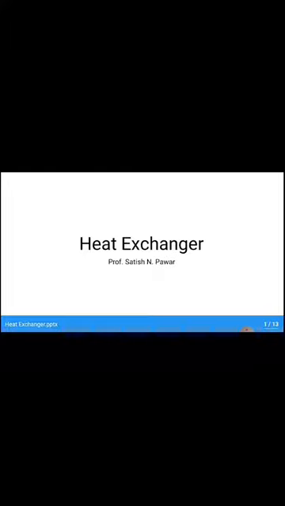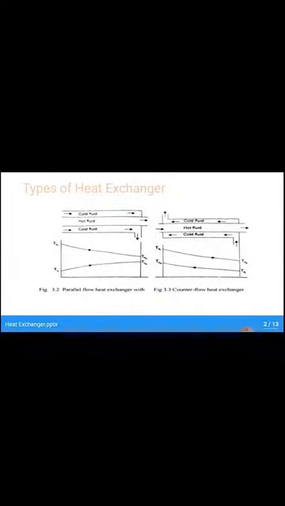In types of heat exchanger, heat exchangers are divided into two types mainly: indirect contact type and direct contact type. In indirect contact type, the fluids are not mixed with each other. The hot and cold fluids do not have any physical contact between them, and in direct contact they get directly mixed. For example, a cooling tower is the best example of the direct type of heat exchanger.